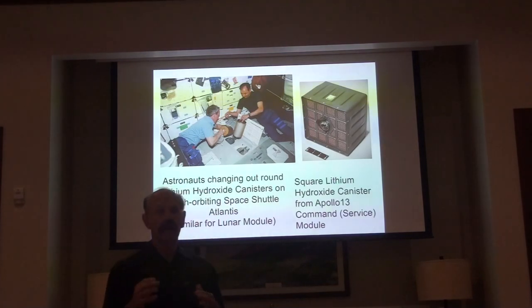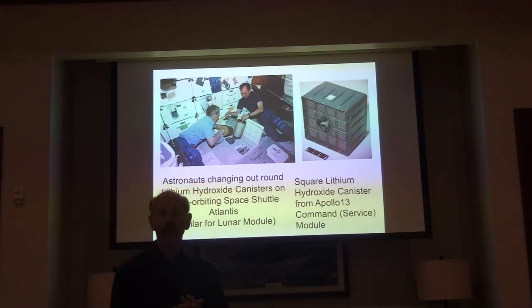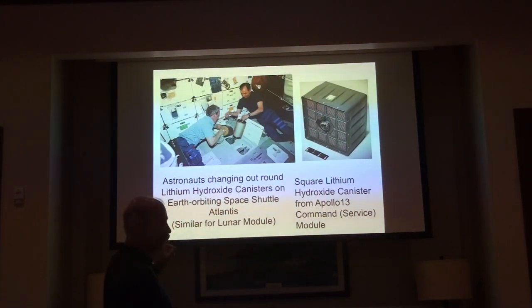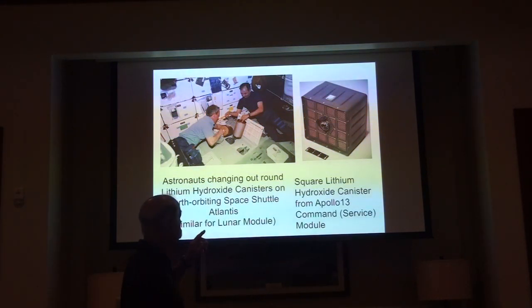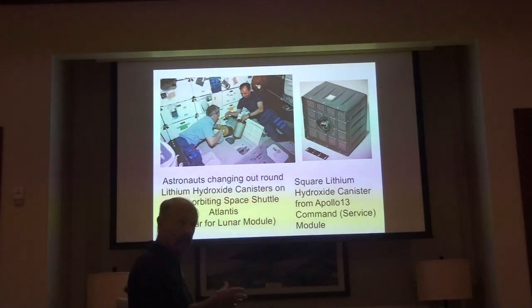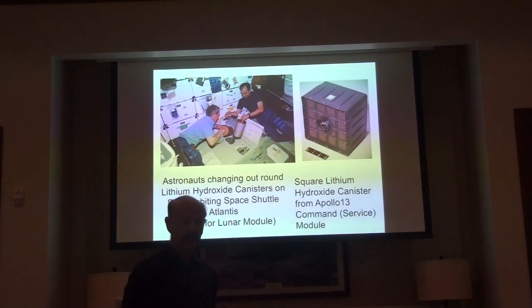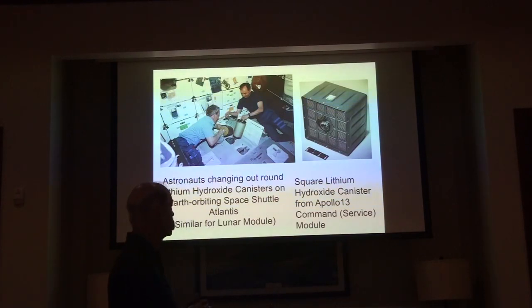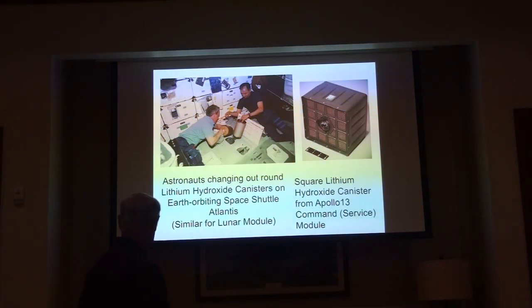Lithium hydroxide reacts with carbon dioxide to form lithium carbonate in water. But the lunar module had circular or round canisters. So what you had to do was take that canister from the service module and fit the square module into a round hole, a square peg into a round hole. That's basically the problem they had. They didn't foresee that this situation would arise. I have a feeling they've changed this, made them the same dimensions now.